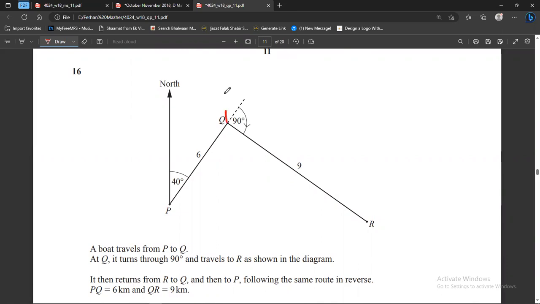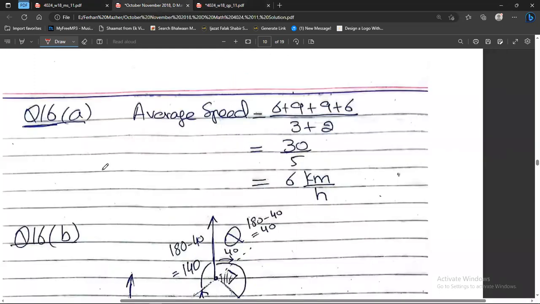So if you draw a north here, try to understand this. This angle will be 40, this will be 140. And if this is 140, because this is a straight line, what will this angle be? It will be 40. So the bearing of the R from the Q will be this much angle. That will be 40 plus 90, and that will be 130 degrees, I hope.